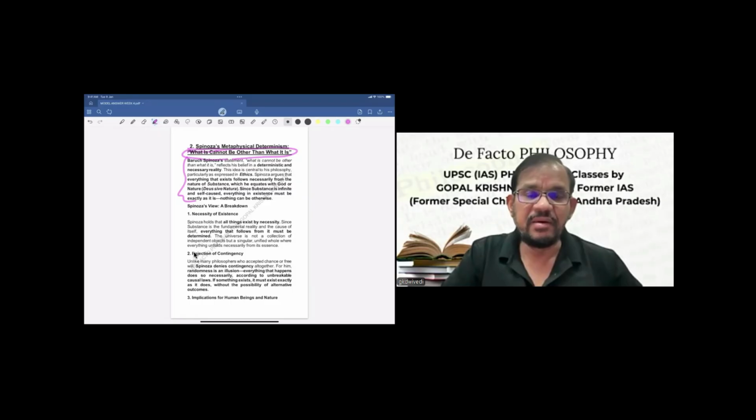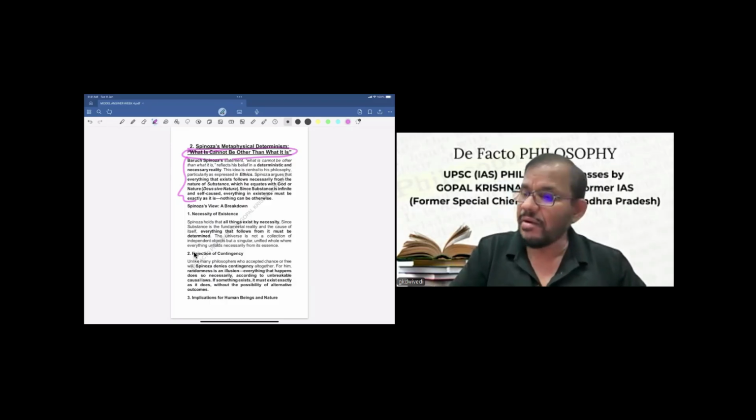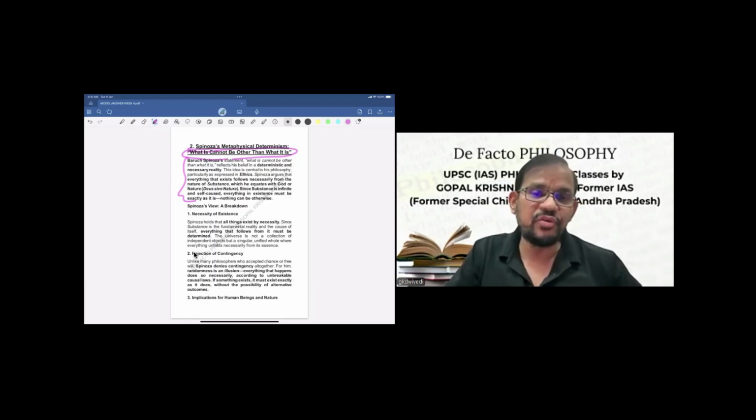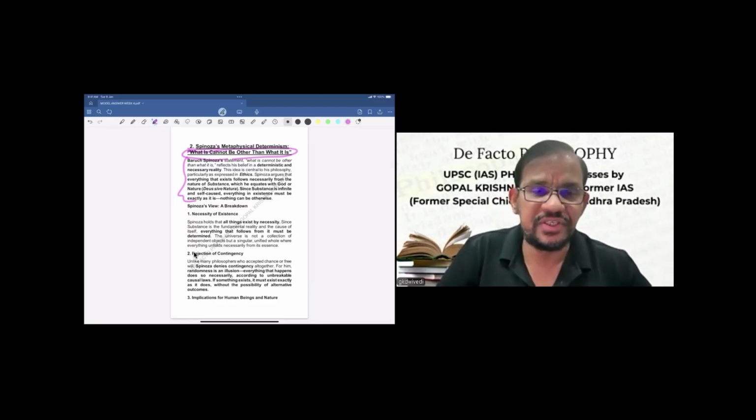So basically, the first paragraph is a little introduction on this statement itself. What is the metaphysical determinism of Spinoza, or broadly what is meant by the statement, what is cannot be other than what it is. Here we can explain what is broadly meant by that, and then we can break down this statement, because in one paragraph you may not be able to explain it fully. So we can break it into parts, and then further see its critical evaluation and other things. If we break it down, the first thing that comes is necessity of existence.